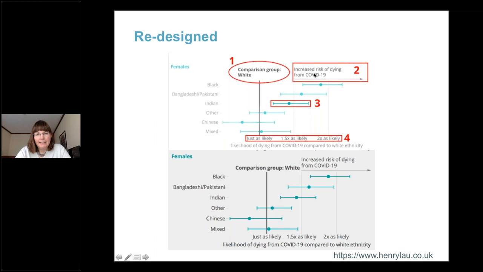They next tell us that anything to the right of the just as likely line is an increased risk of dying from COVID-19. So we can see that in most cases, the risk of dying of COVID-19 is increased compared to white individuals. They've provided the odds ratios and confidence intervals for each group, and then they've adjusted the labeling on the axes. So we have just as likely, 1.5 times as likely, and 2 times as likely. And this might be clearer to you if you are not used to working with odds ratios compared to 1, 1.5, and 2. And then I just have included a second version of the figure below to make it easier for you to see the entire thing without the distinguishing features marked.